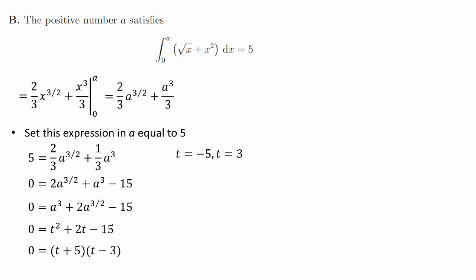However, the question only asks for the positive values, so I'm going to eliminate t equals -5. Now I use the fact that I substituted t equals a to the 3/2 power to back solve and find that a is equal to 3 to the 2/3 power.